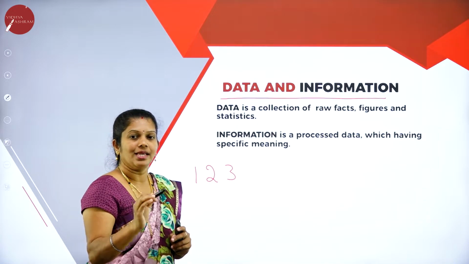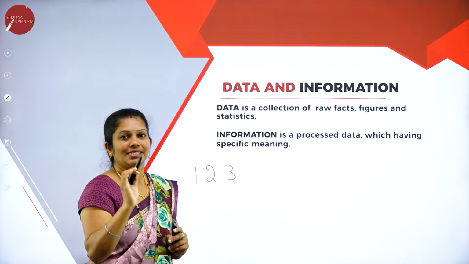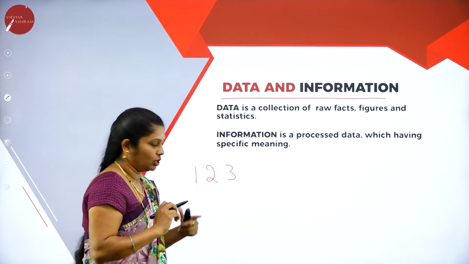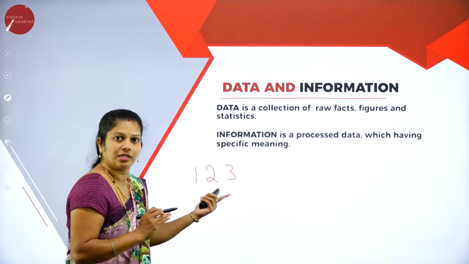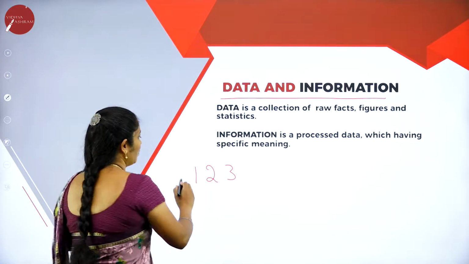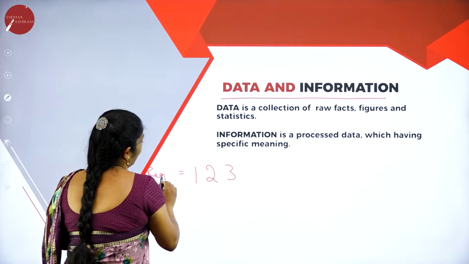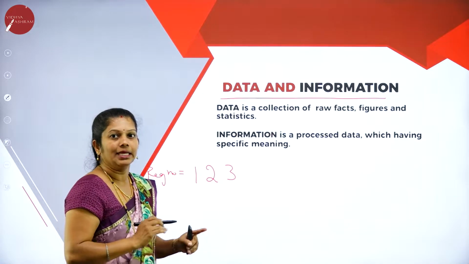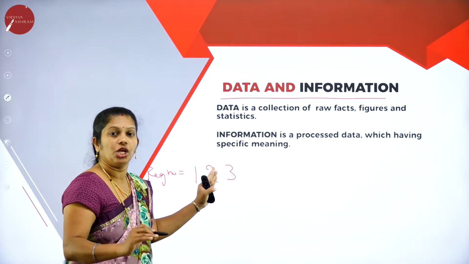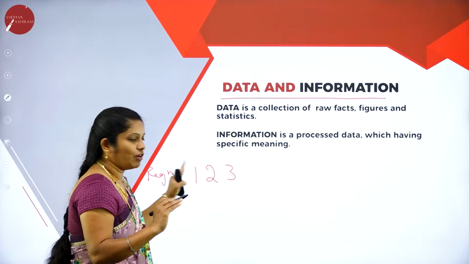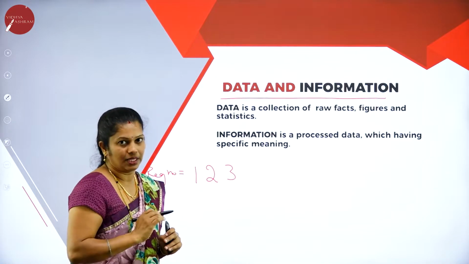Data is raw facts, figures and statistics. For example, 123 does not give any specific meaning, whether it's a bus number, register number or phone number. If I write register number equals 123, then it is information. Data does not give any specific meaning, whereas information gives a specific meaning.